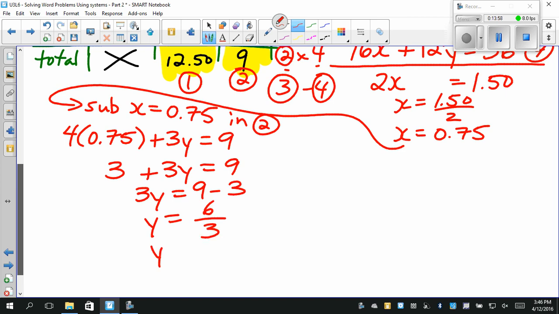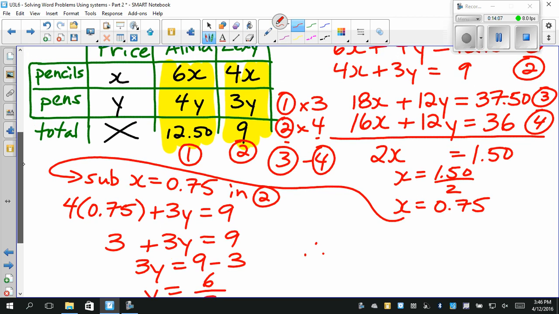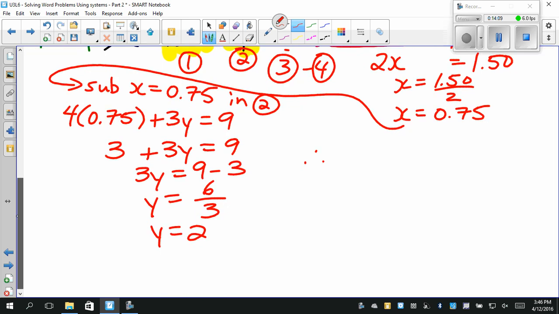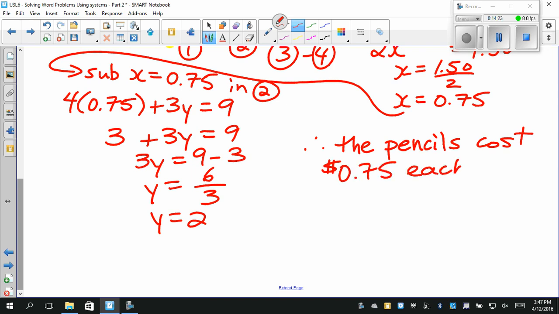So therefore, keeping in mind that x is the cost of a pencil and y is the cost of a pen, so therefore, the pencils cost 75 cents each, and the pens are $2 each.